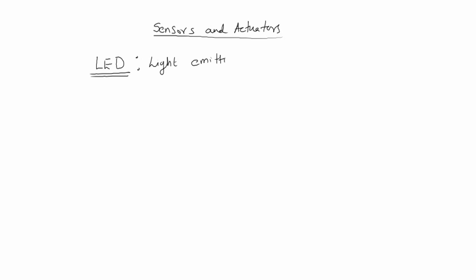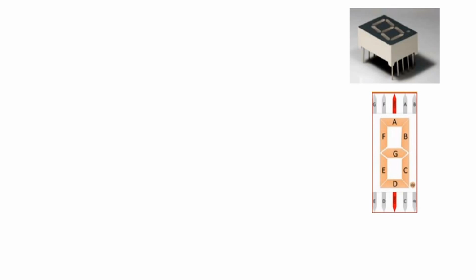Light emitting diode. Okay, if I see the light emitting diode, it looks like this. It has basically 10 pins, and if you see the connections, there are 8 lines in the form of the digit 8, right? Where 7 are A to G, and there is a dot, right? So these are the connections, and these red lines are basically the common terminal, right?